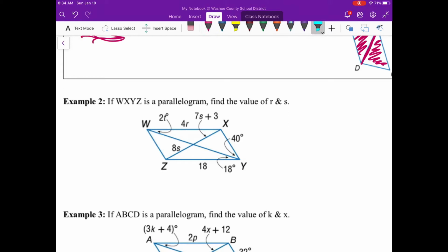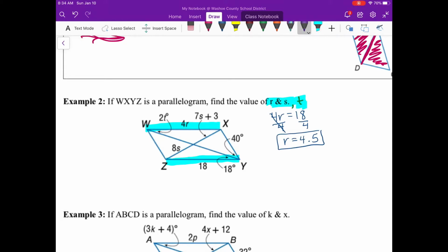All right, so let's jump into a few more examples given this. We are looking for, in this case, the value of R and S. So let's see where R and S are. I see a 4R here, and I'm going to set it equal to 18 because they are across from each other. So I have 4R equals 18. I'm going to divide both sides by 4. R equals 4.5.